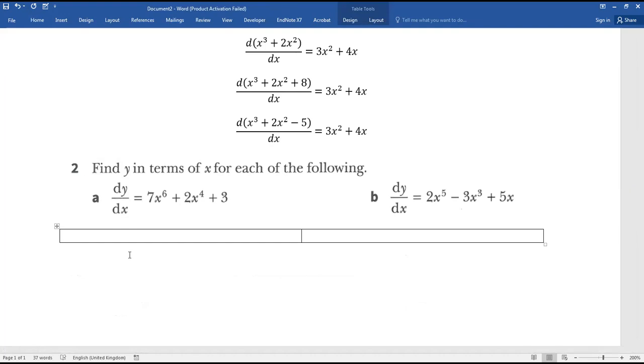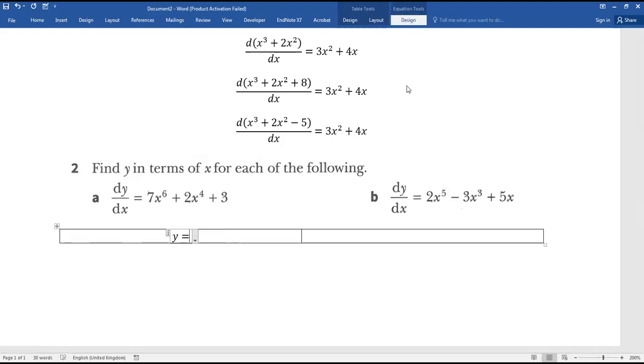Y is equal to x. No, I'll get the function y. If I differentiate y, I get dy by dx, right? So if I integrate dy by dx, I should get y. Yes, sir. Is this clear? So I'll get y. Let's see how I write it.